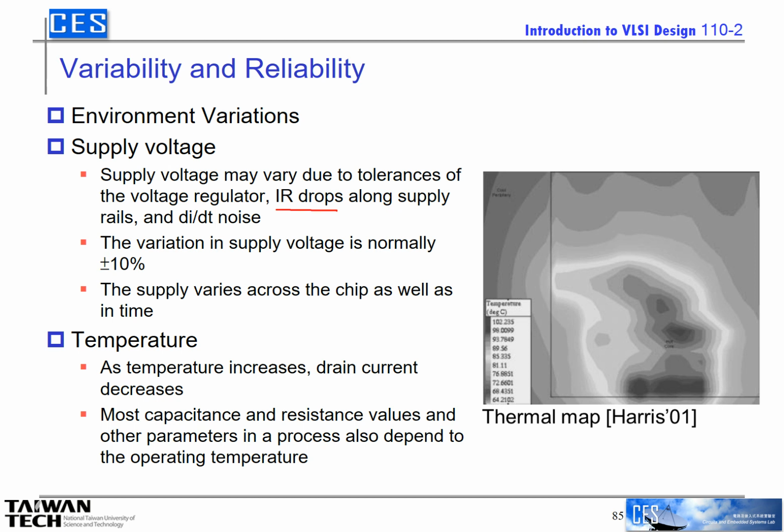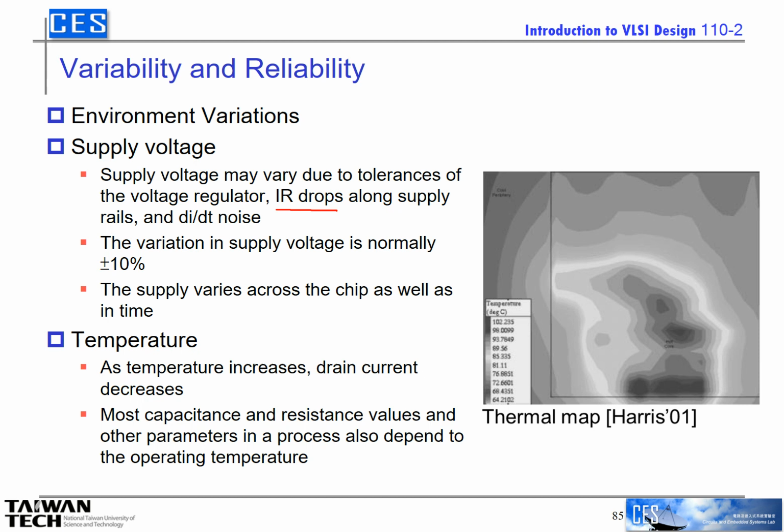For example, the voltage is not perfect, and there is the di/dt noise. The variation in supply voltage is normally plus or minus 10%. So the supply varies across the chip and in time. That means, for example, at this time you are operating at 1.5 volts, and next time you are operating at 1.6 or 1.3 volts. So it's possible, and we need to test the circuit for this range of the supply voltage.